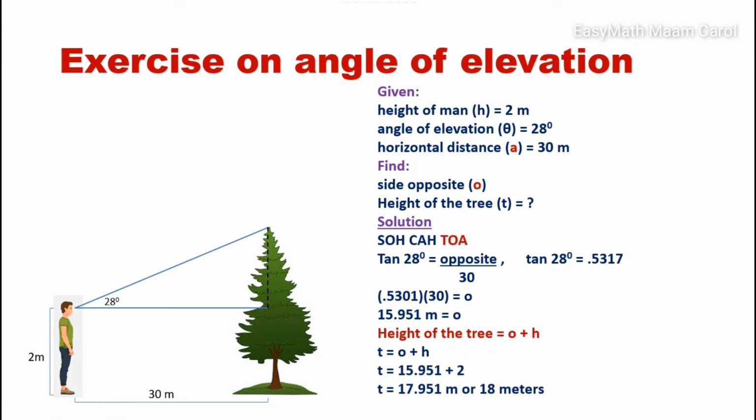Okay? So ito yung formula niya. So what we do is yung 15.951 meters natin, add natin yung height ni nung lalaki na 2, leading us to the total of 17.951 meters. And if we are asked to round it off to the nearest meter, so, di ba, dapat ito lang, wala tayong decimal. And since this is 9, we have to add 1. Kaya yung estimated height of the tree is 18 meters. Yan. So, ganyan yung application ng angle of elevation.